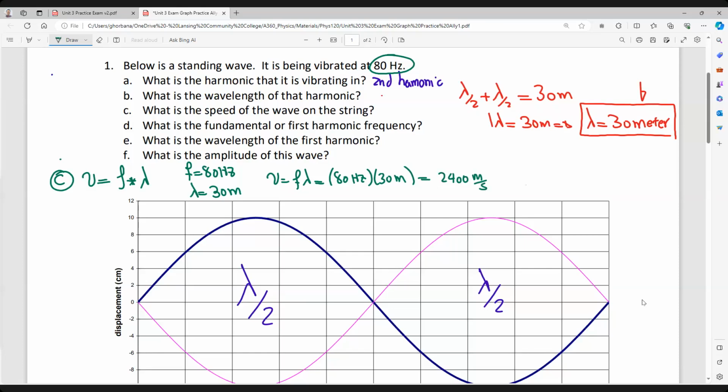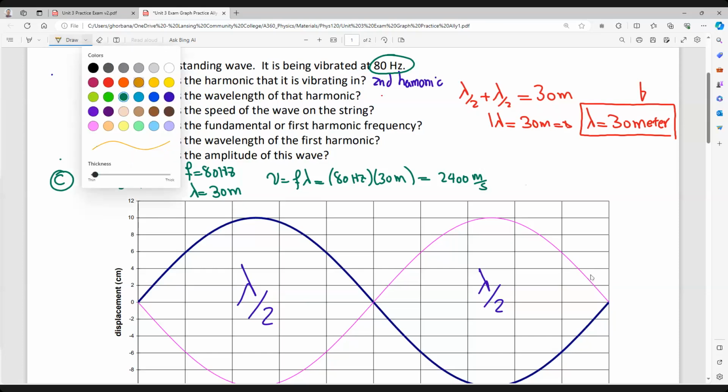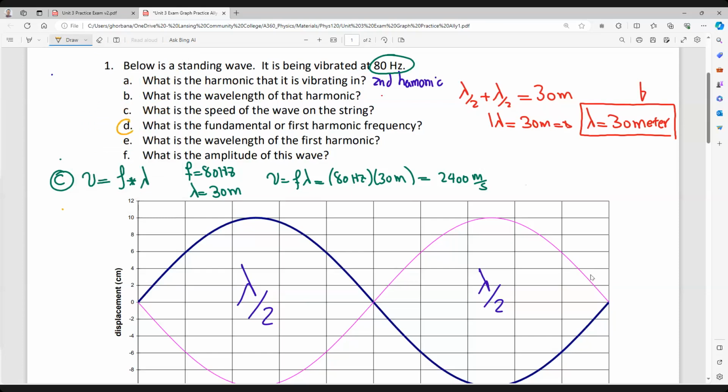Good. And okay, we are done with part C. Now let's go over part D. Read part D together. Part D: what is the fundamental or first harmonic frequency? So in the first harmonic, how many loops do we have? We just have 1 loop, okay?